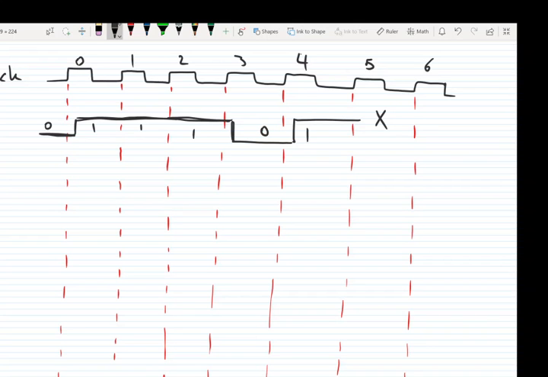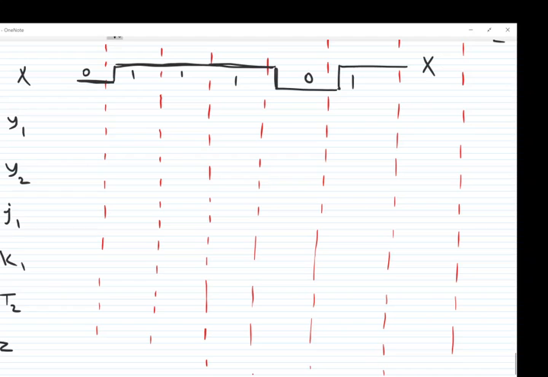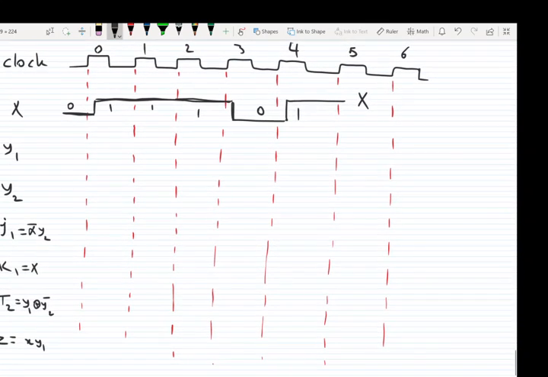Okay, the next thing is J1. J1 was equal to X bar Y2, and K1 is equal to X, and T is equal to Y1 XOR Y2 bar, and Z is equal to X Y1. Okay, so let's go ahead and complete this diagram.